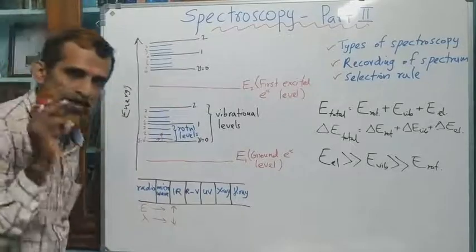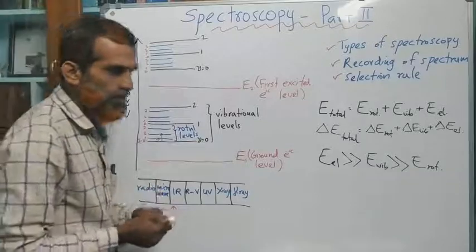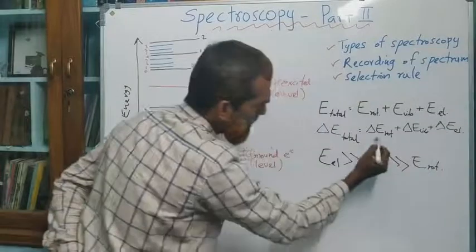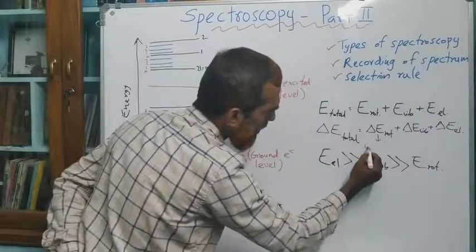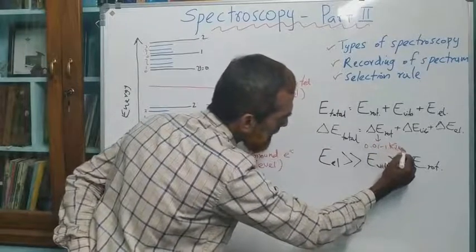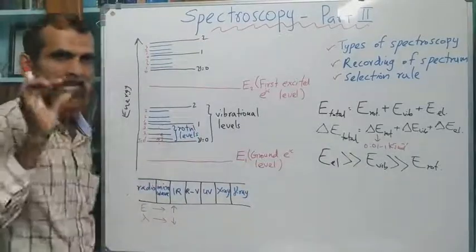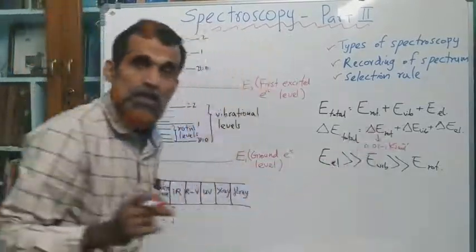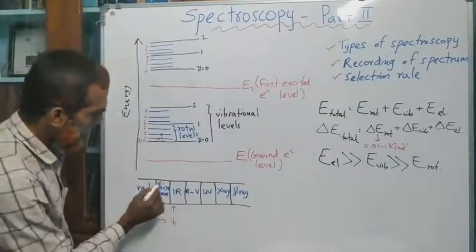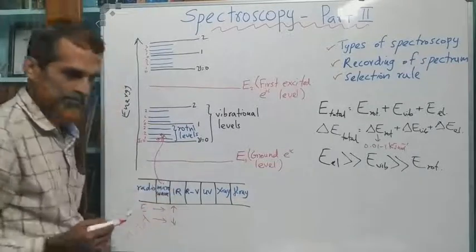Now, which radiation is suitable for this transition? That is based on the magnitude of energy. See, rotational energy is coming in the order of 0.01 to 1 kilojoule per mole. That is the magnitude of energy of these rotational levels, roughly. This energy is given by a particular radiation. Which one, you know? Microwave radiation gives rise to this transition.